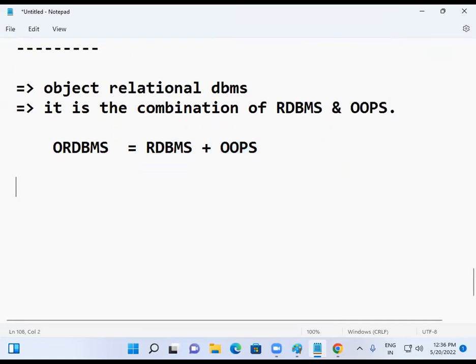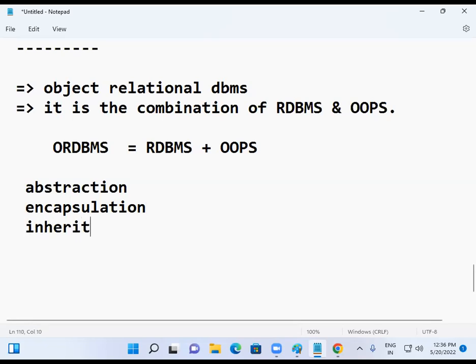What are the main concepts of OOPS? You know what they are. Data abstraction, encapsulation, next one inheritance, next one polymorphism.